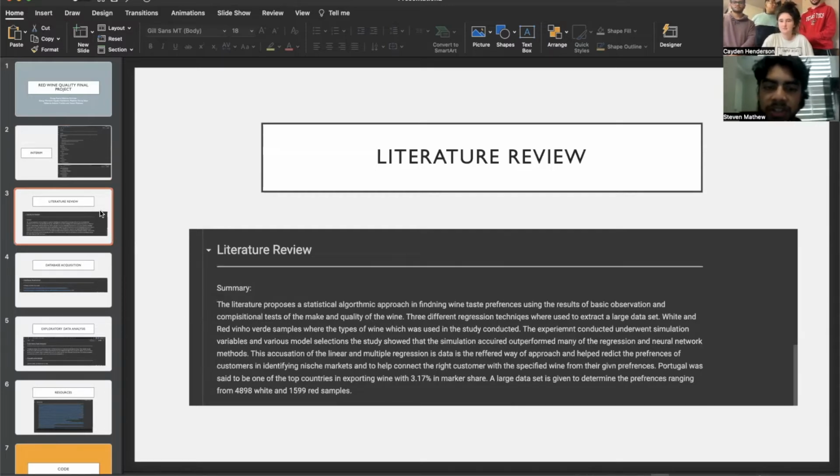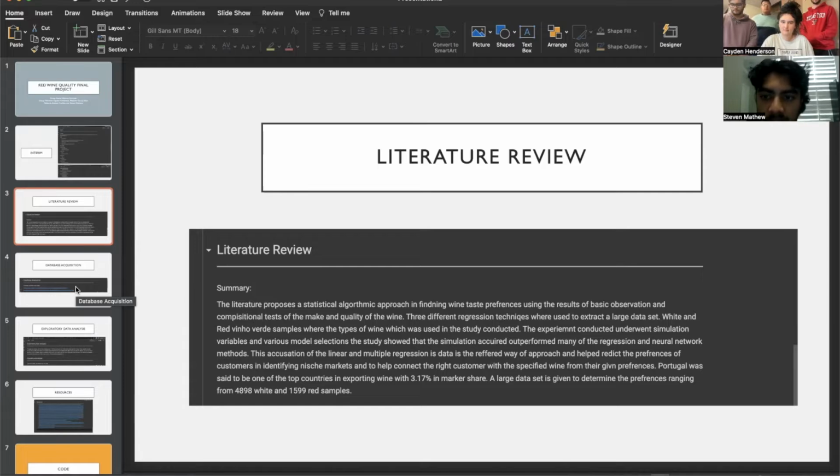The literature review basically covers the approach for connecting the customer with the data that was used to create models that connected the customer with a specified niche of wine. It covers how Portugal is said to be one of the top countries in exporting wine with 3.17 in market share, and how that data set was used and found. It portrayed how there were over 4,000 white wine and over 1,500 red samples. It also explains the three different regression techniques that were used to extract the data sets.